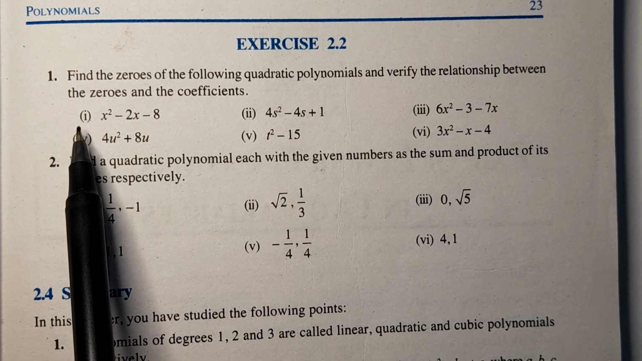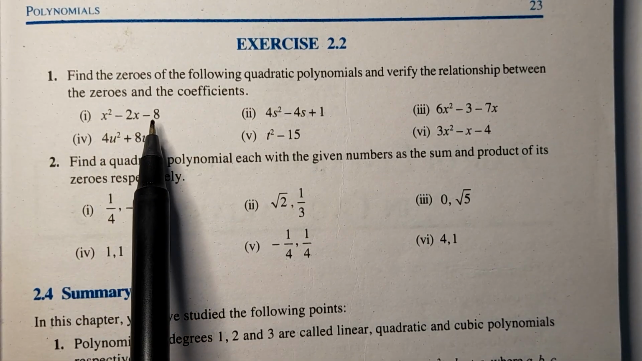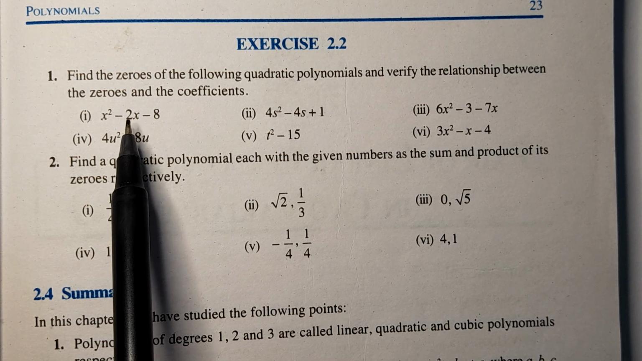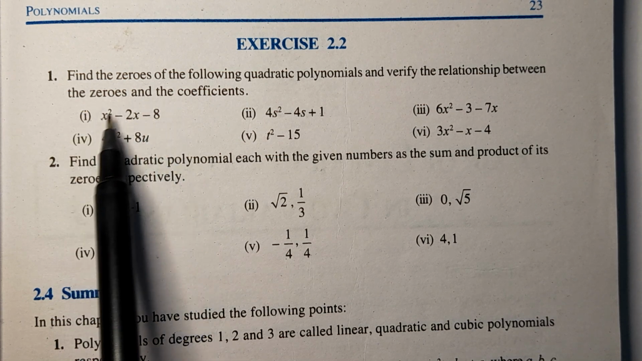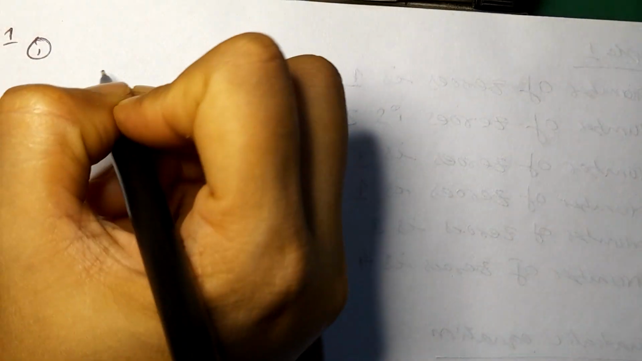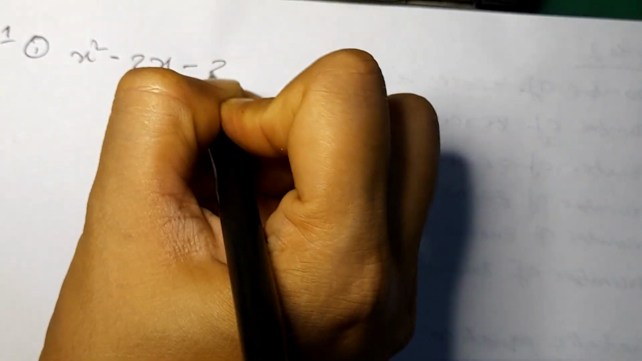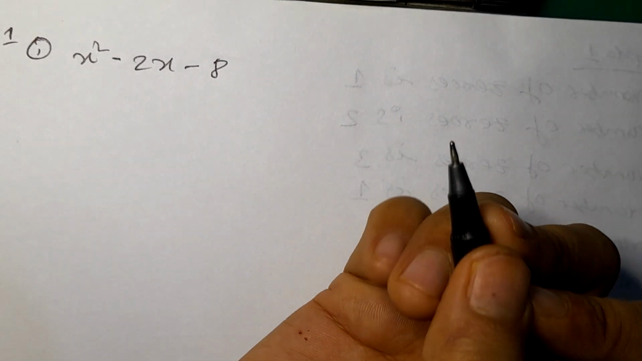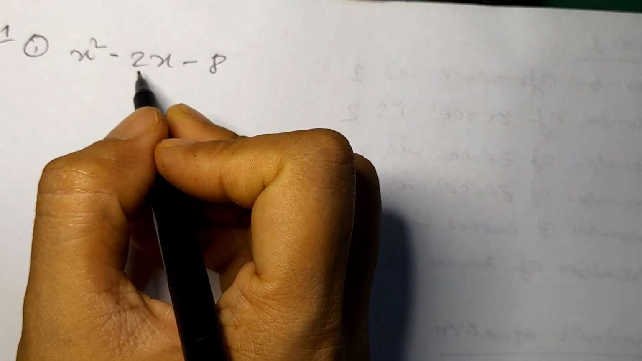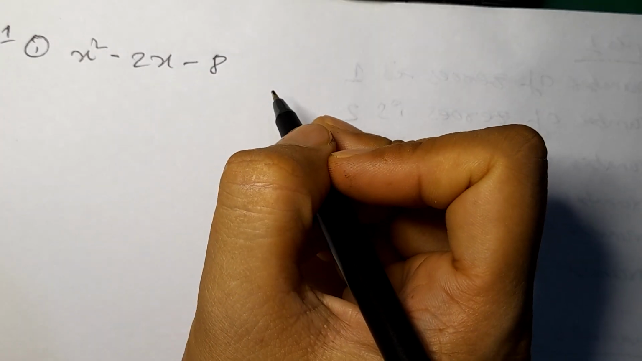What is the question? The question is x square minus 2x minus 8. How are we going to solve this quadratic equation? By the middle term splitting. By the middle term, this quadratic equation has to be solved. The question is x square minus 2x minus 8. First, by the middle term. This is for finding the middle term.